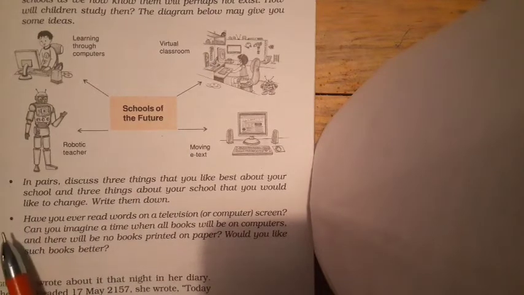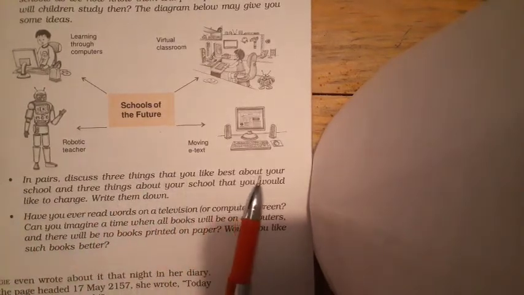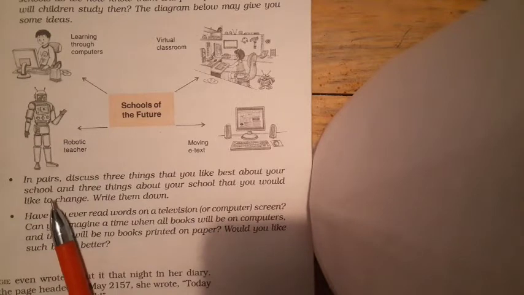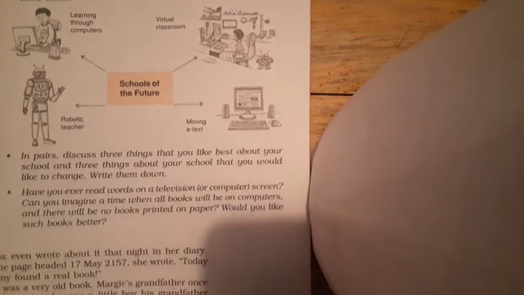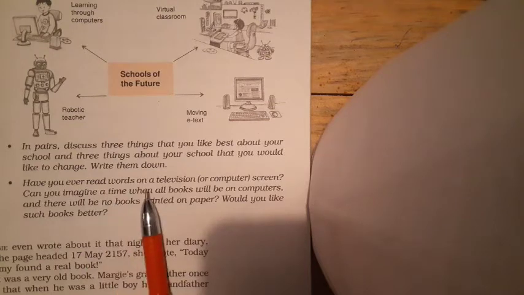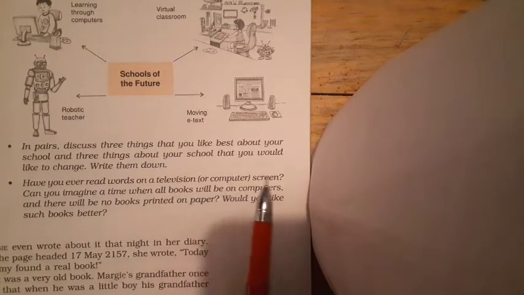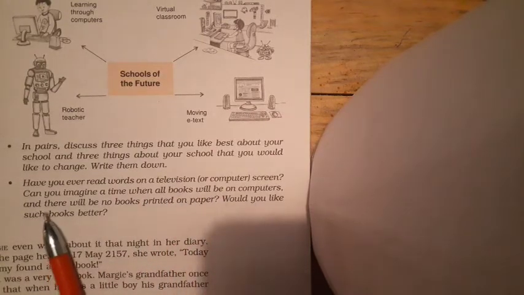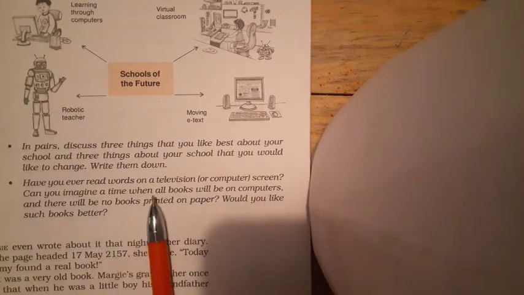Now there are two points that you need to practice at home. Discuss with your friends or with your sisters or brothers or with your parents. Write about the three things about the school that you would like to change. And the next one, can you imagine when all the books will be on computers? Have you ever read words on television, of course, the computer screen? Just imagine that when all the books are on a computer, there will be no books printed on paper, no more textbooks. For example, this textbook. Would you like such books better?